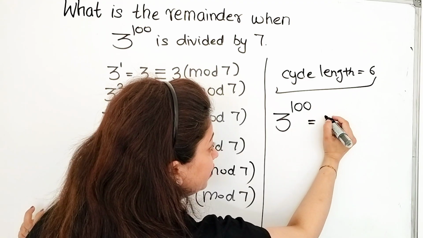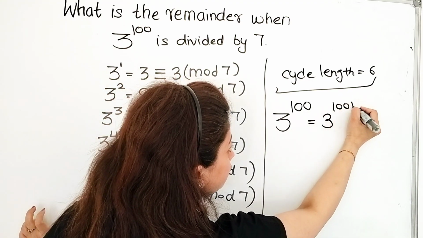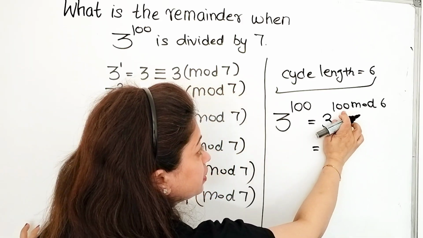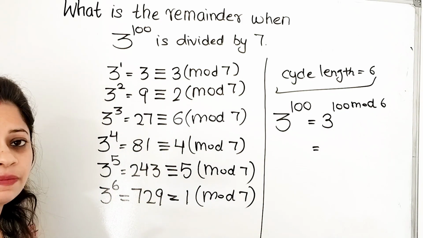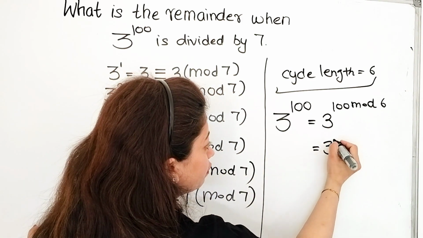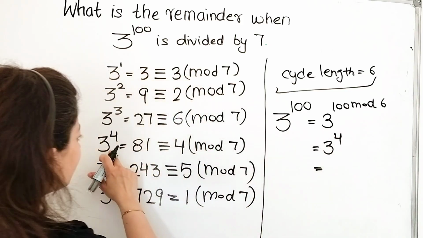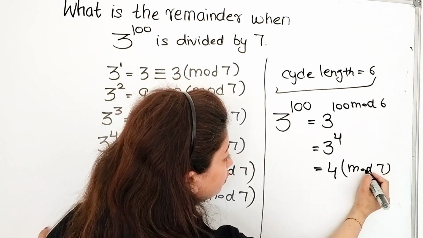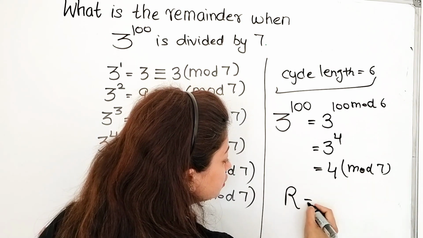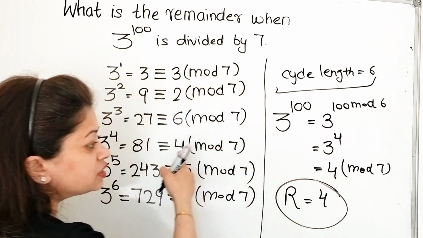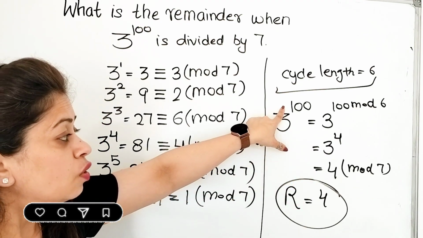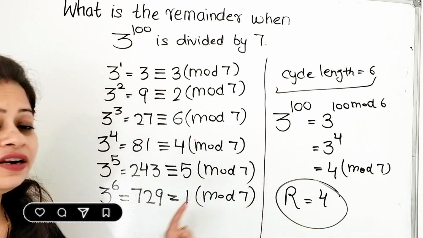So just write the remainder. So write 100 mod 6. When you divide this with 6, 96 is divisible by 6. So you will get 3 raised to power 4. What is 3 raised to power 4? This is actually 4 mod 7, right? So remainder is 4 when this 3 raised to power 4 is divided by 7. So that means with 100 as well you will get remainder 4.